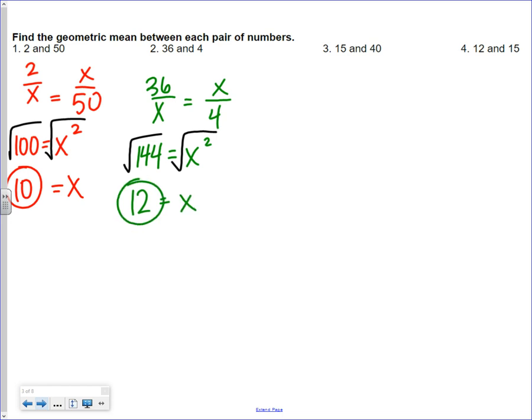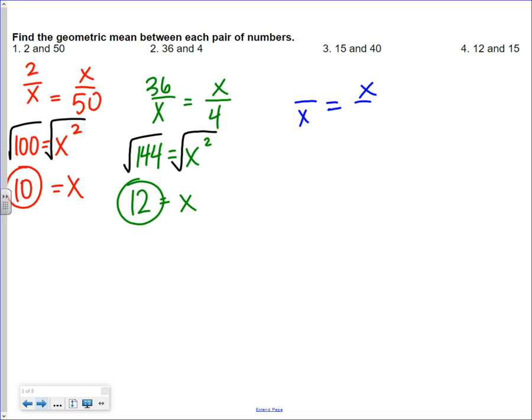That is my geometric mean. All right, I'm 2 in and I got 2 to go. How we doing? Pretty good? All right, let's take a look at number 3. I want to find the geometric mean.